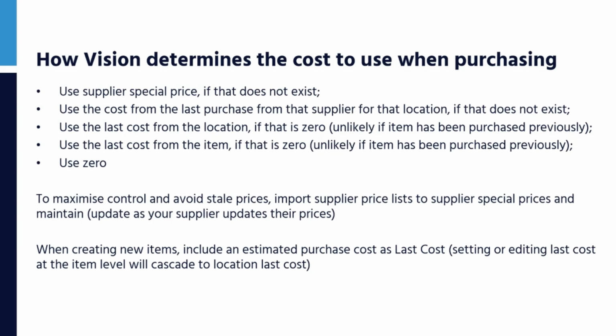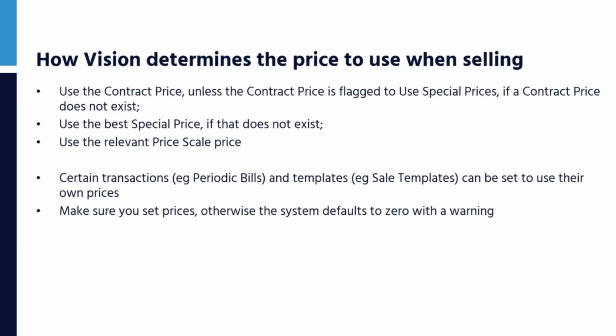Another point on last cost is if you have manufactured items that you also purchase on occasion, or that you can purchase but predominantly manufacture. Because a manufactured item isn't purchased in the ordinary sense of things, it'll have a last cost of zero. So when you go to purchase it, it's going to have a last cost of zero. Just be mindful of that if you have items that you manufacture or can also source from a supplier.